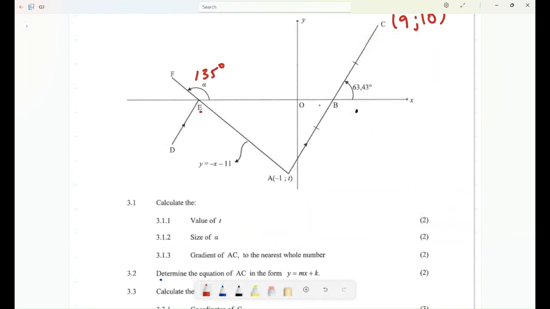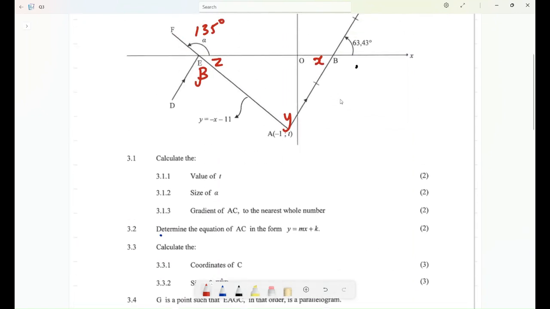Let me get this angle here. Let me name this x, y, z, and then beta here. Okay, remember what they're looking for, it is beta in this case, FED. Oh, not necessarily that, this one. I'm going to call it theta.